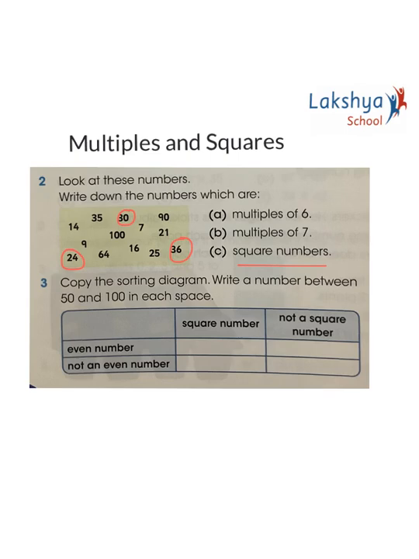Question number 3. Copy the sorting diagram. Write a number which comes between 50 and 100 in each space. First is a square number and an even number. So the first would be 64, which is a square number and also an even number and lies between 50 and 100. And which is not an even number but a square number is 81. Even number, not a square number, is any number which lies between 50 and 100. Similarly, any number between 50 and 100 which is not an even number and not a square number can be listed down over here.